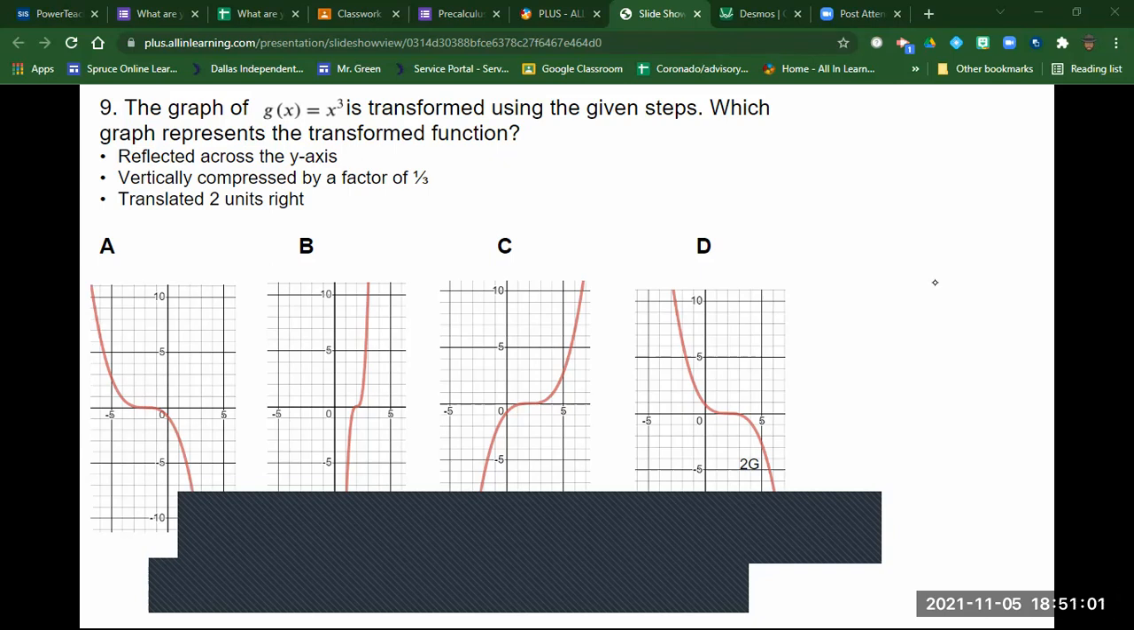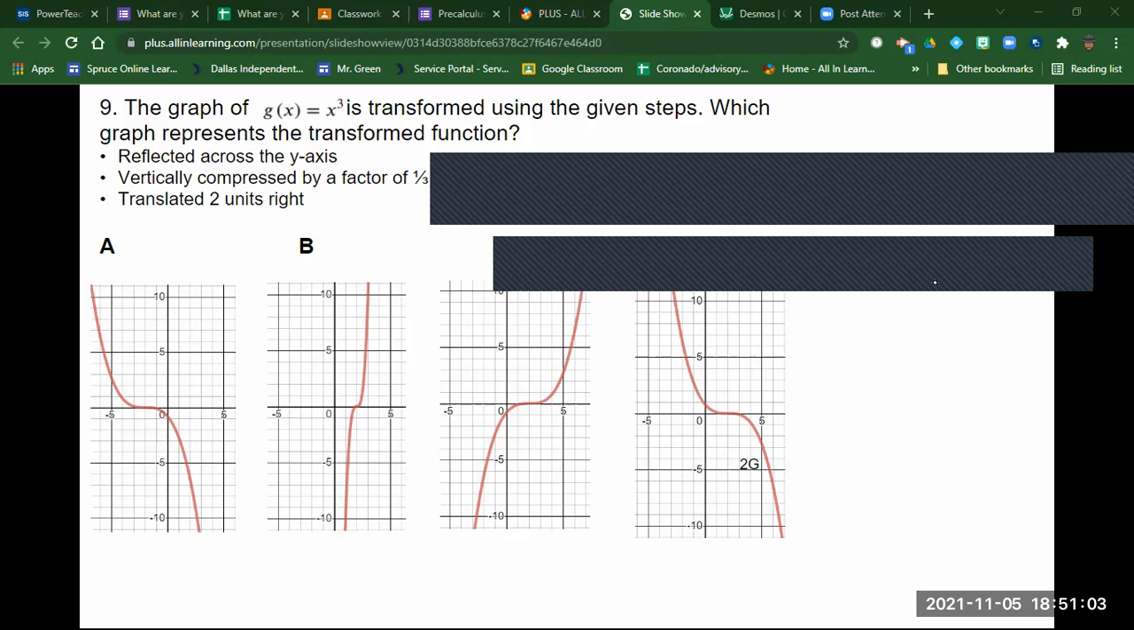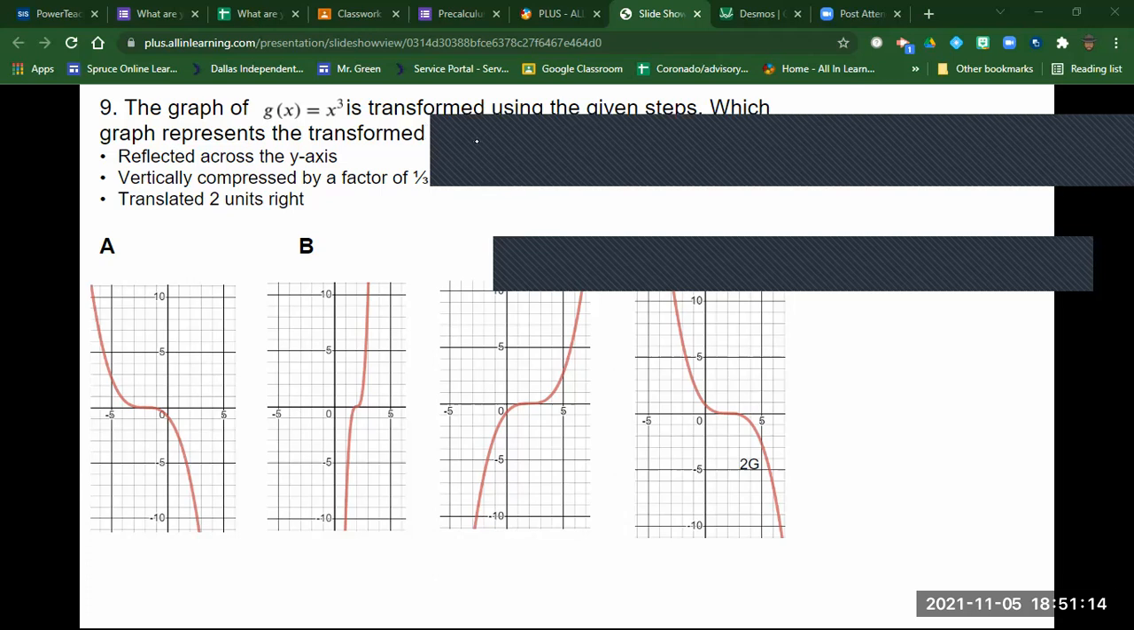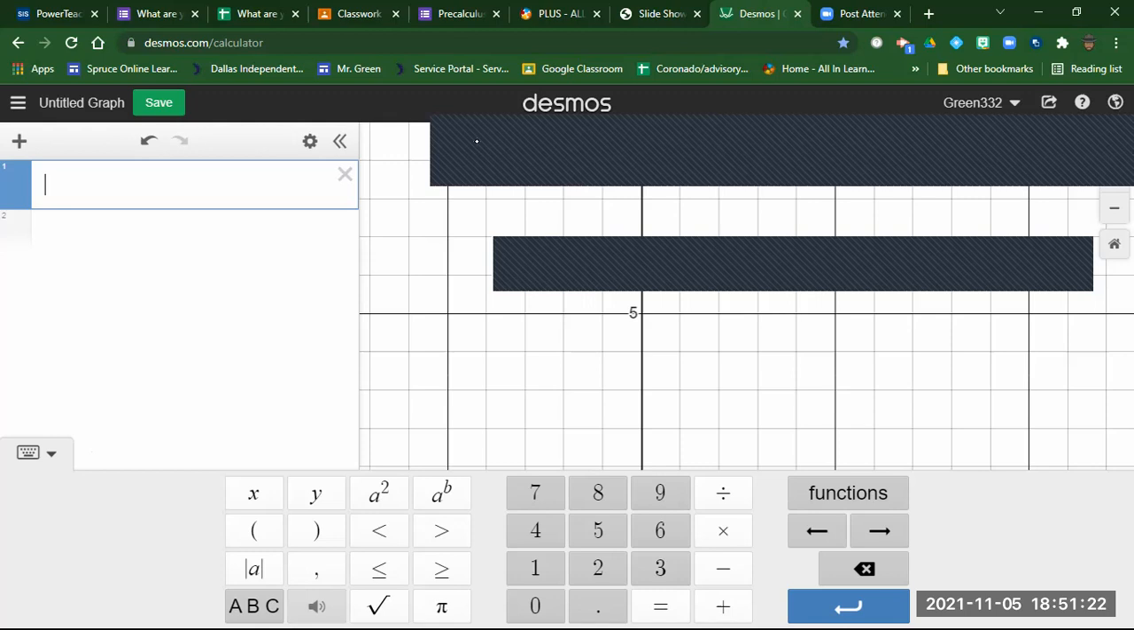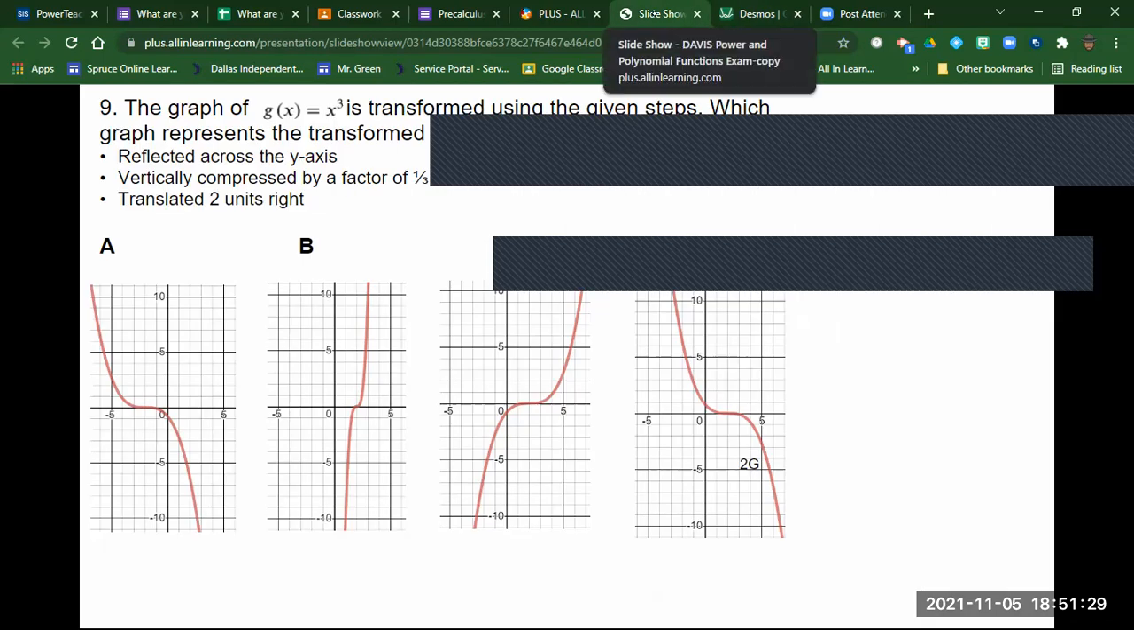The graph of this function here is transformed using given steps. Which graph represents the transformation? It's reflected across the x-axis, vertically compressed by a factor of 1/3, translated 2 units right. If you look at the graph, you can do the whole thing with Desmos. And sometimes I just like to do it there. So I'm going to do this in Desmos, even though it's best to do it by hand.